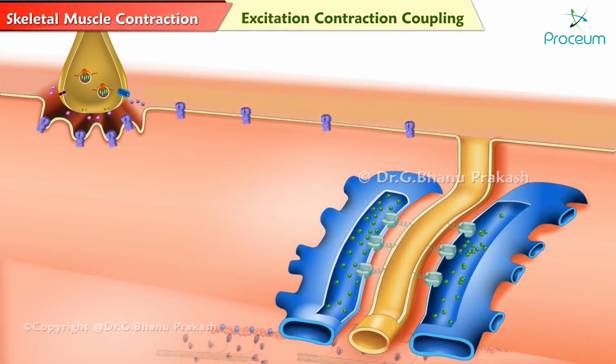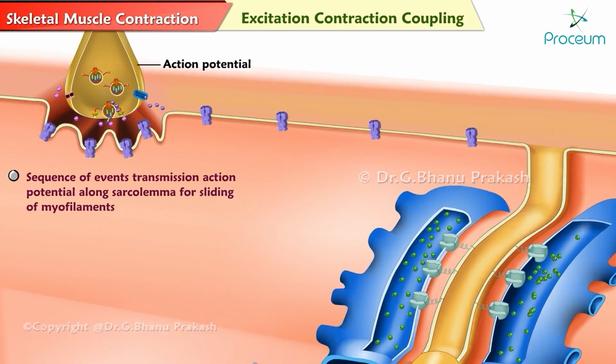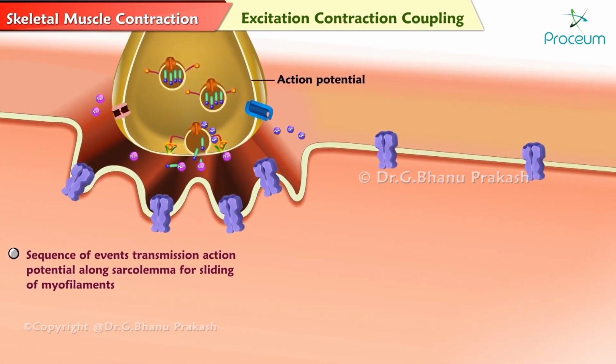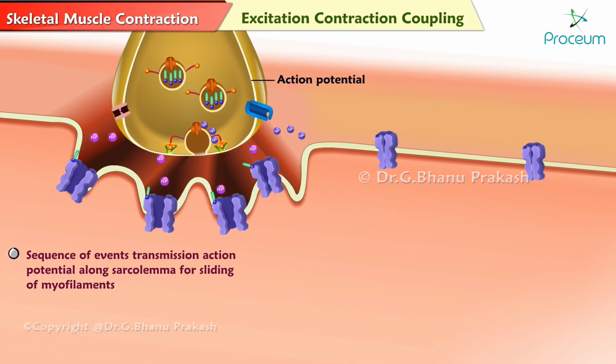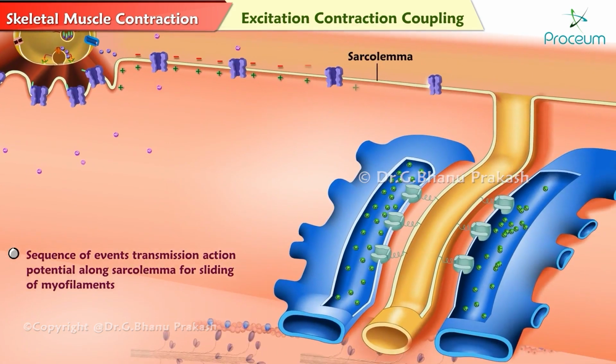Excitation-contraction coupling of skeletal muscle. Excitation-contraction coupling is the sequence of events by which transmission of an action potential along the sarcolemma leads to sliding of myofilaments. The events at the neuromuscular junction set the stage for excitation-contraction coupling by providing excitation. Released acetylcholine binds to receptor proteins on the sarcolemma and triggers an action potential in a muscle fiber.